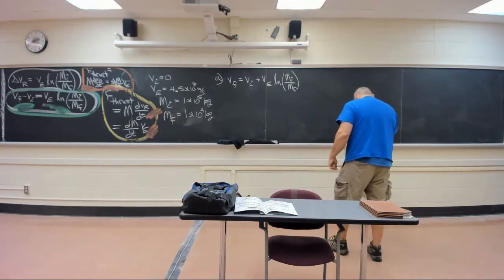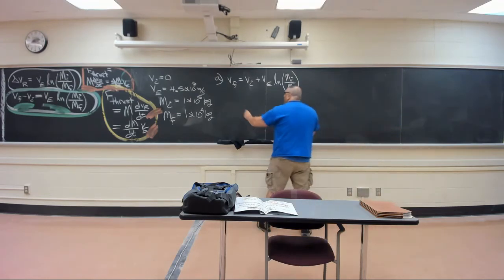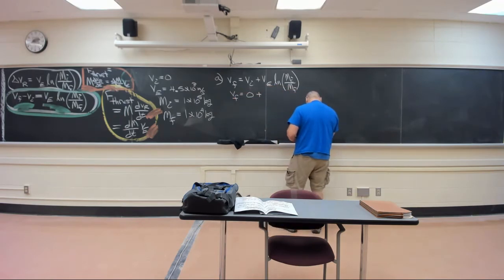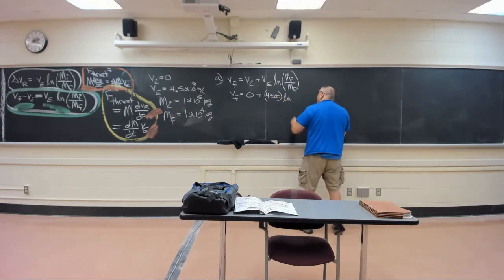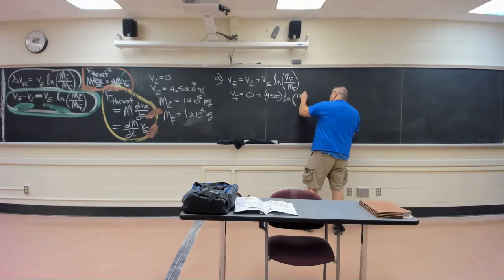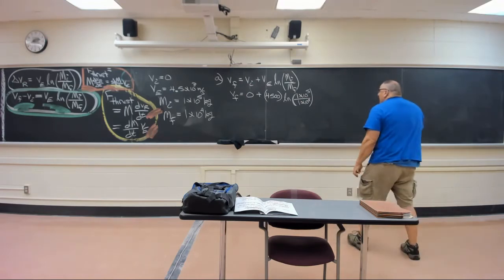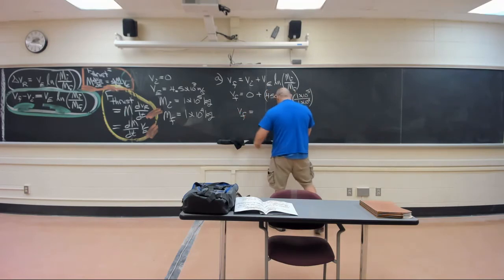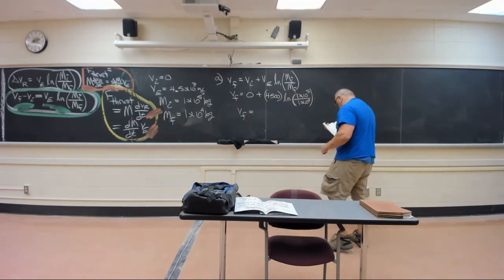We got to there. At this point, you're simply going to put in numbers. I don't know what VF is. I do know that VI is 0. I do know that VE is 4,500 meters per second, that's 4.5 times 10 to the third. It is ln of 1 times 10 to the fifth divided by 1 times 10 to the fourth. That's just 10. This is going to be a 10. ln of 10 times this will give you the VF. And this is if there's no gravity. Let's say there was no gravity.